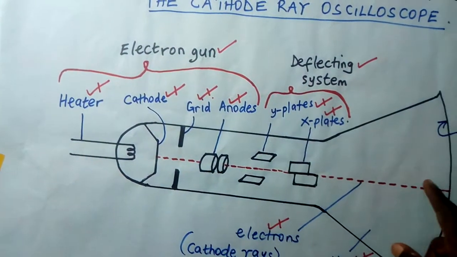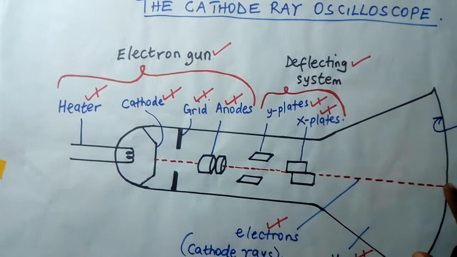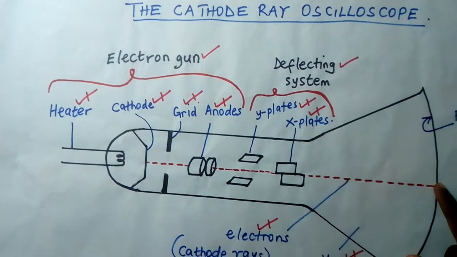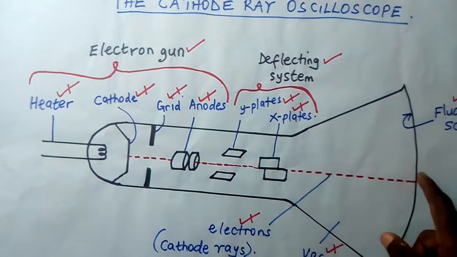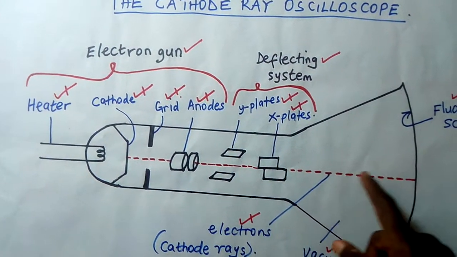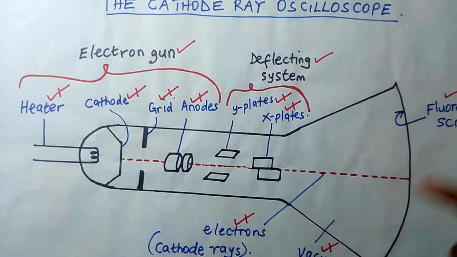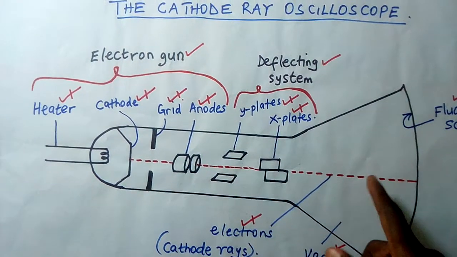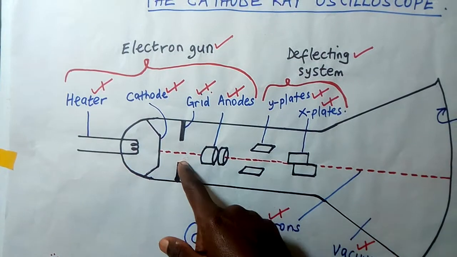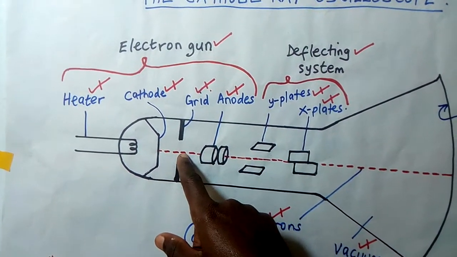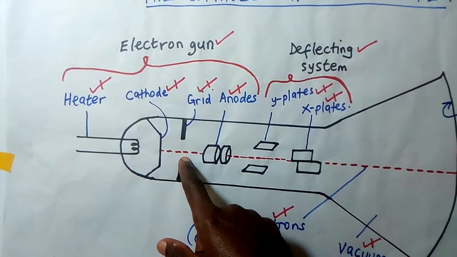And as it controls the number of electrons reaching the screen, it also controls the brightness. You know, the brightness of the screen depends on the number of electrons reaching the screen. As these electrons strike the screen, they produce light. You see? So the more the electrons, the more the light. So it is the grid controlling the brightness of the screen and therefore controlling the number of electrons reaching the screen.